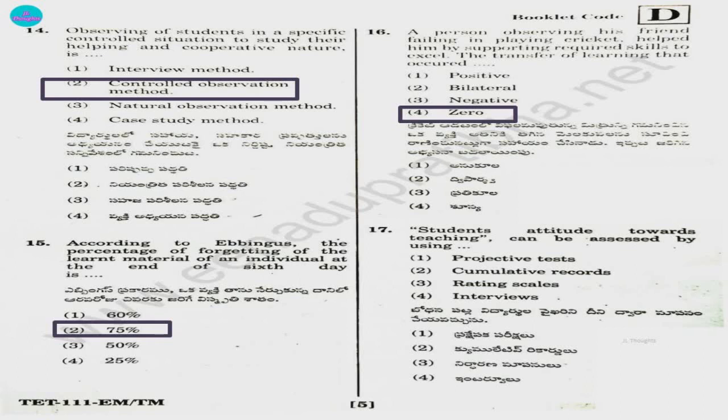Question number 17. Students' attitude towards teaching can be assessed by using 1 projective test, 2 cumulative records, 3 rating scales, 4 interviews. And the answer is here both options are there. We can conduct interviews and also, and by rating scales also we can assess them. So both options are right.